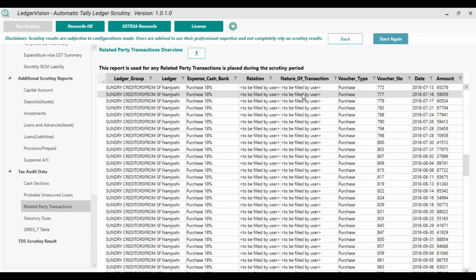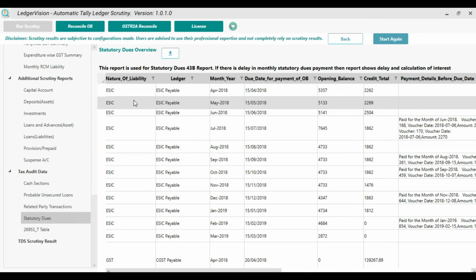Relation and nature of the transaction: the auditor has to fill these details because there is no option in Tally from where Ledger Vision can capture them. All other details like voucher number, date and amount are shown over here. In case of statutory dues like GST, TDS, PF, ESIC, PTRC, etc.